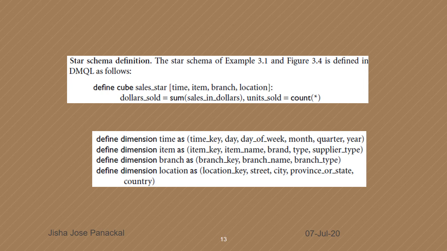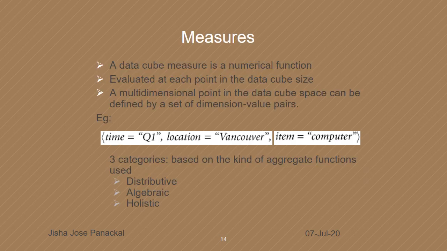Then we have different dimensions that we can also define using DMQL. Define dimension time as, this is the syntax, we will have a time key, day, day of week, month, quarter, year. And like that we have item, where we should have a primary key like item key, then item name, brand, type, supplier type, etc. So this is the way we can define a data cube and different dimensions using DMQL.